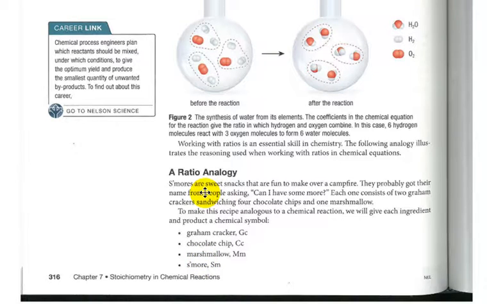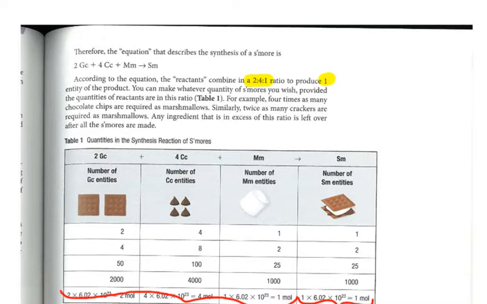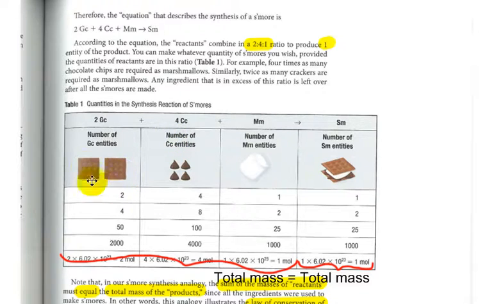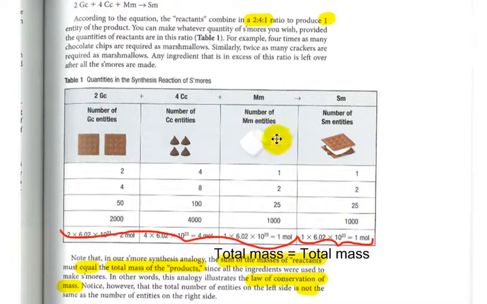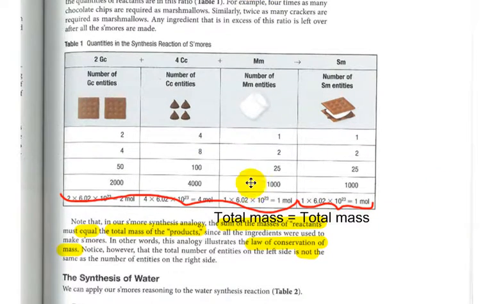Another, keeping in mind the idea of ratios, there's a simpler analogy you could look at as well, and it's making s'mores. So for example, if your s'more has 2 graham crackers, 4 chocolates, and 1 marshmallow, then for every 1 s'more you need 2 of these, 4 of these, and 1 marshmallow. Of course, it doesn't take rocket science to realize that the individual masses of these, which could be considered the reactants, is equal to the total mass of the s'more that you make. Because nothing's being added, nothing's being subtracted, just things are being rearranged and put together. So total mass equals total mass. And that has to hold true.